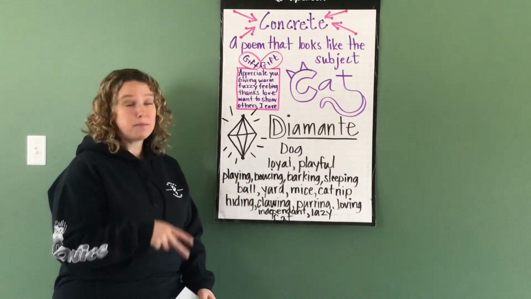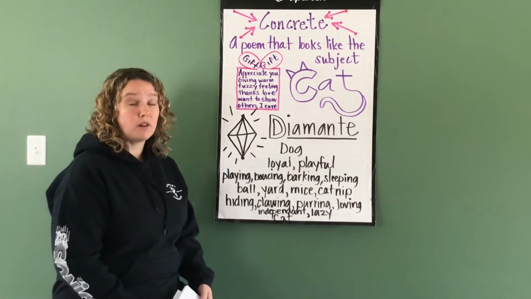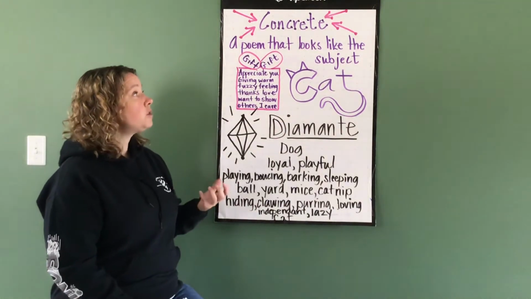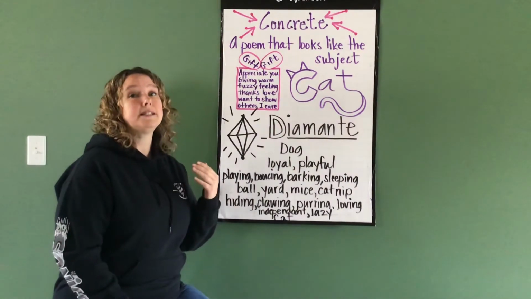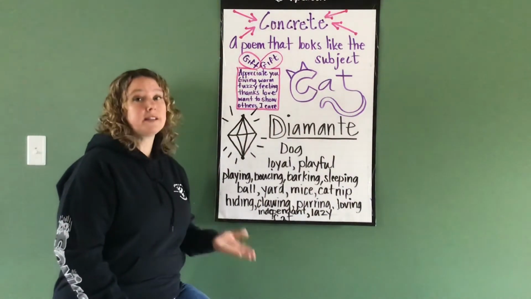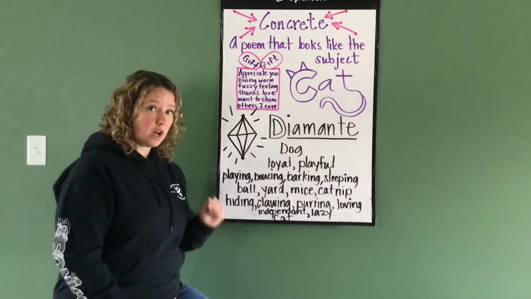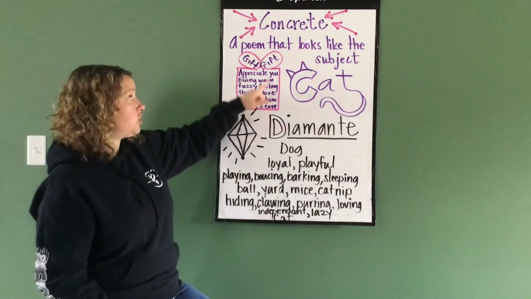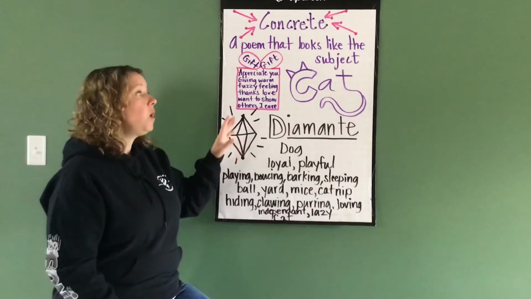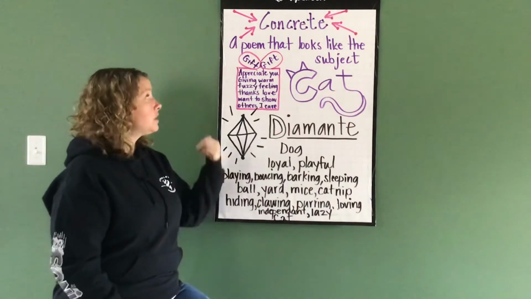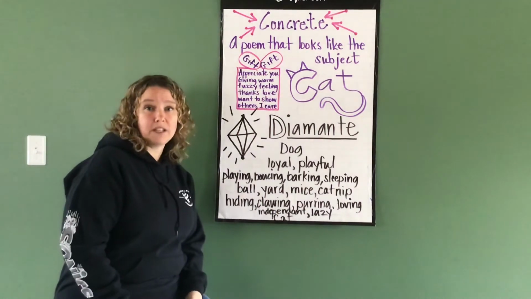There are two types of concrete poetry. We've looked at both, I've drawn an example of both of them. So the first one, concrete poetry, basically is a type of poetry that looks like the subject you're writing about, okay? So you can either do it one of two ways. You can do it in the shape of the object you're doing it, or you can make the words look like the object itself.